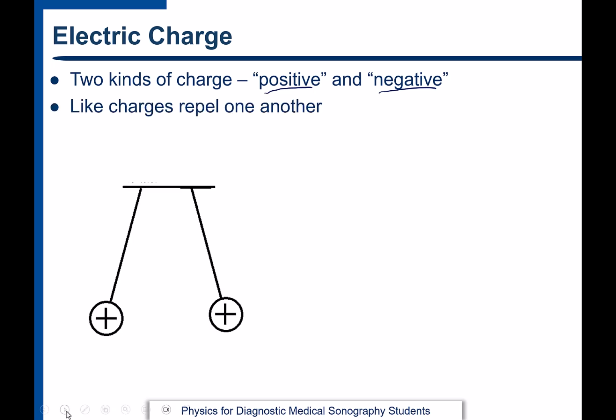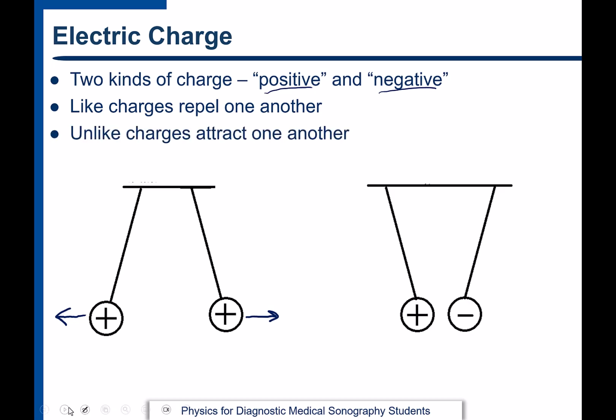So what we know about this is that if we have like charges, they repel each other. If I take two positive charges and hang them from strings like in this diagram, we'll find that those charges repel each other. And of course that would be true if the charges were both negative as well. On the other hand, if I have unlike charges, one positive and one negative, then those charges will attract each other. So like charges repel, unlike charges attract.